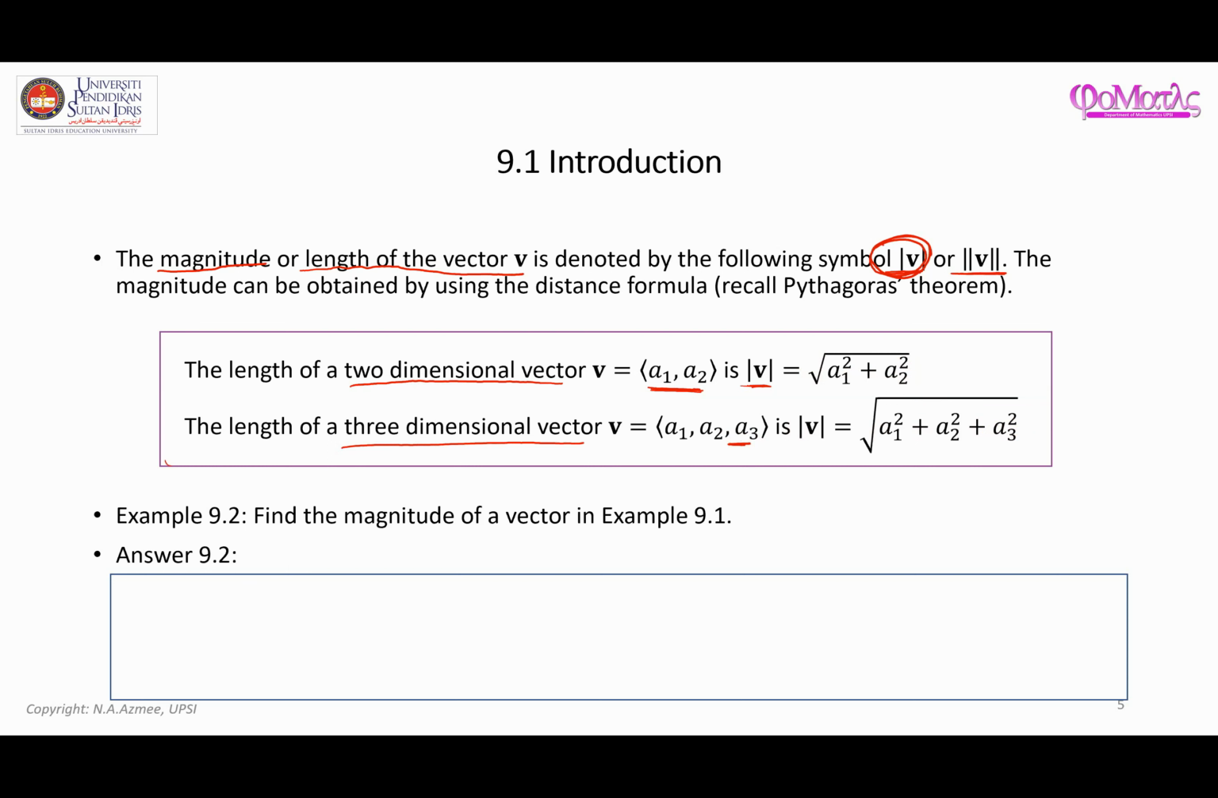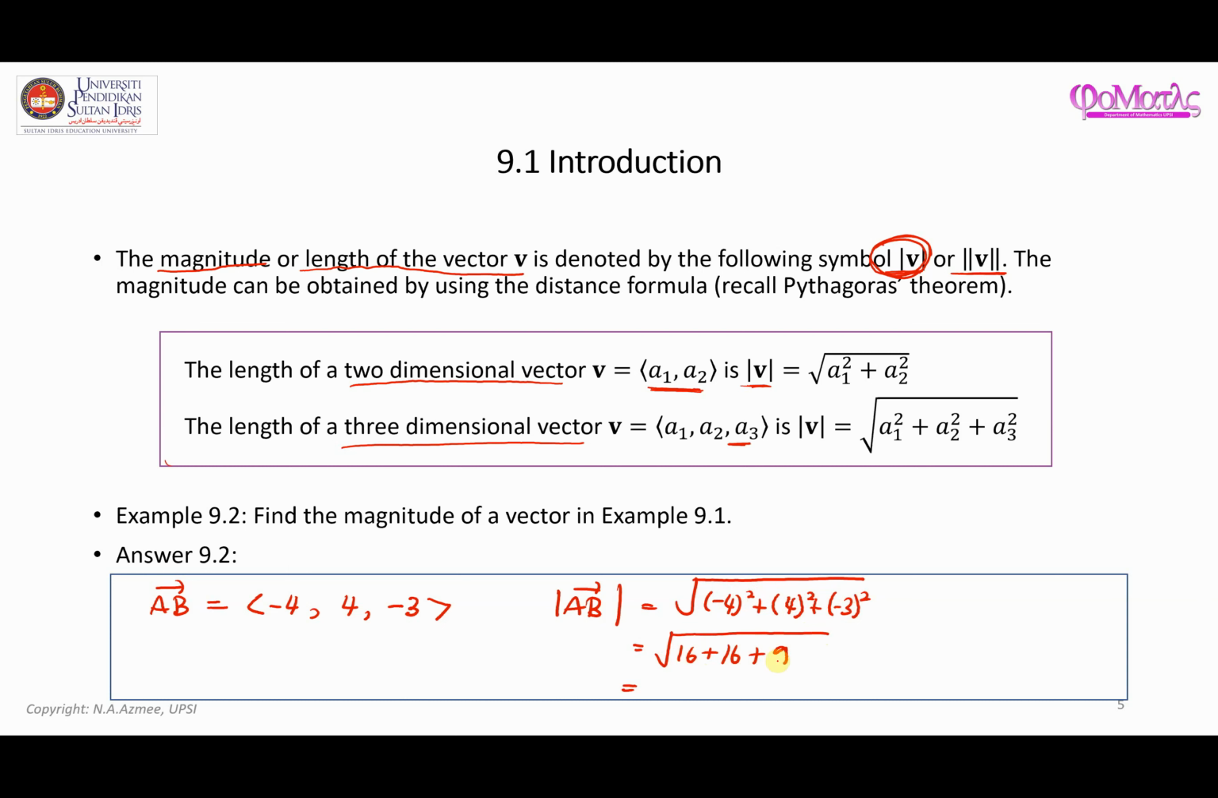So now we are going to find the magnitude of a vector in example 9.1, and I hope that you still remember the answer that we obtained in example 9.1 is -4 for the first component, 4 and -3. Based on that result, you can find the magnitude of this vector, which is just simply taking the square root of -4 squared plus 4 squared plus -3 squared. This can be simplified as 16 plus 16 plus 9, and this is equal to 32 plus 9 is 41. So the square root of 41.